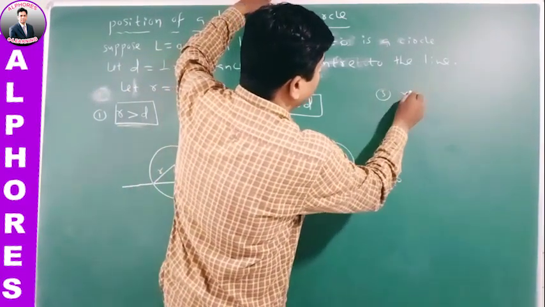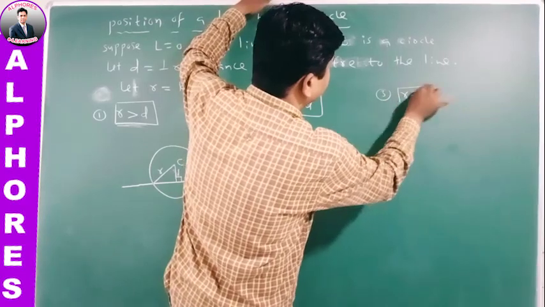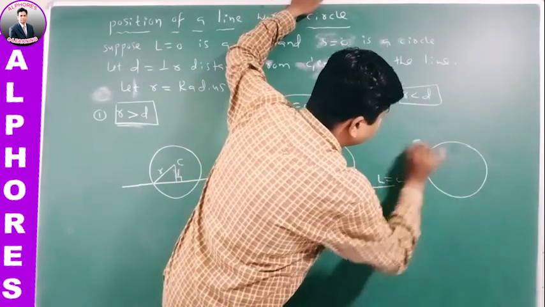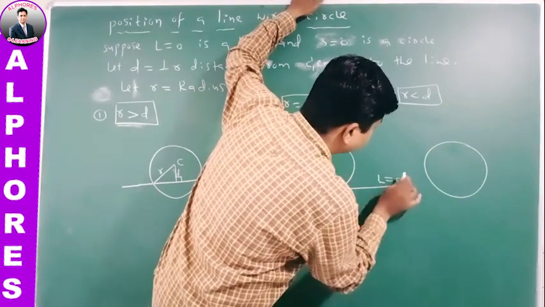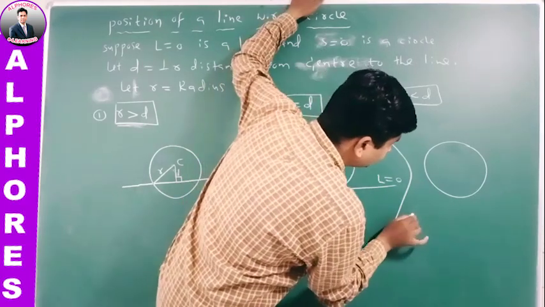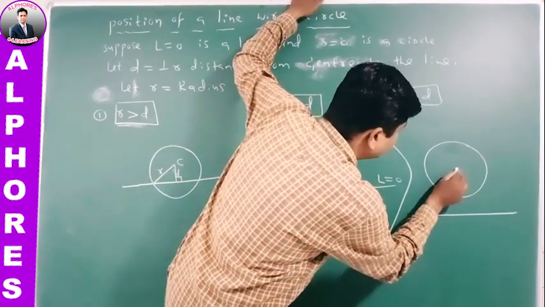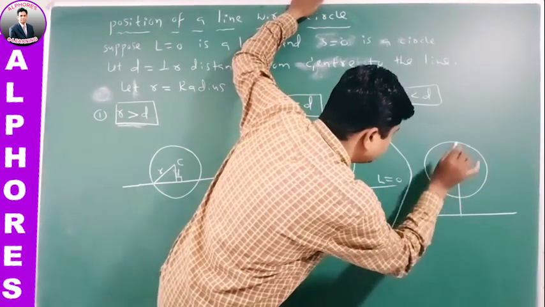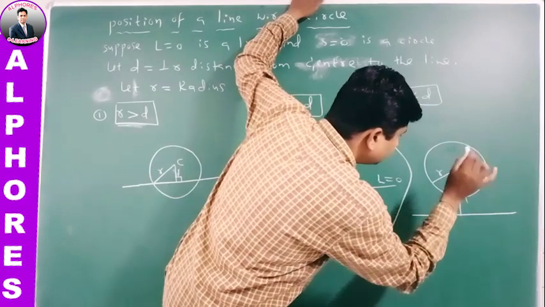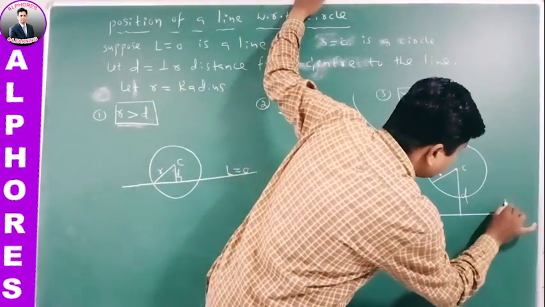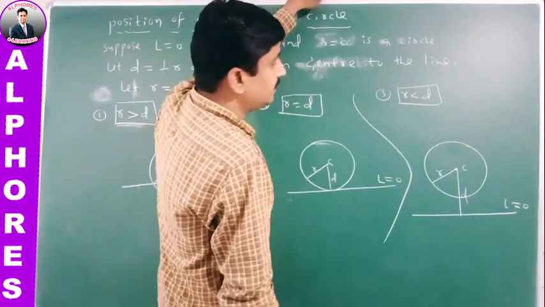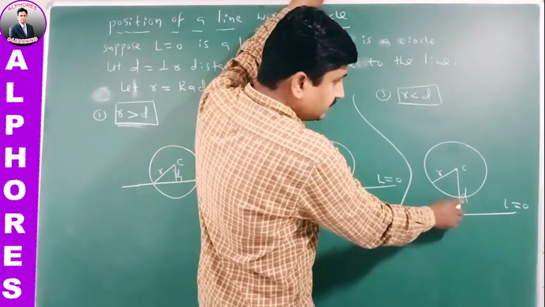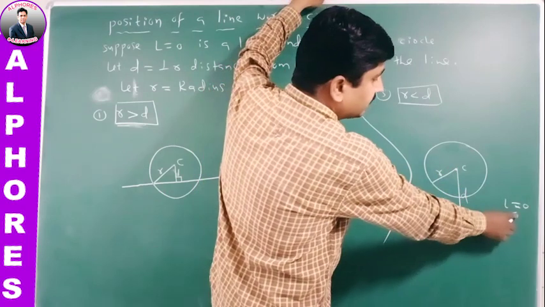Third one, r is less than d. Observe this diagram. Like this, if r less than d, this is the line L equal to 0. Observe this length and this length. What is d? The perpendicular distance from center to the line L equal to 0.